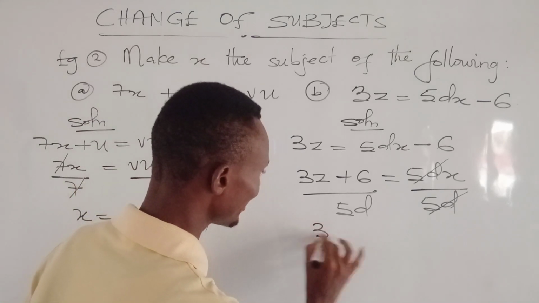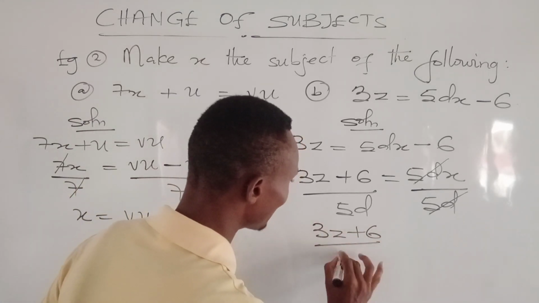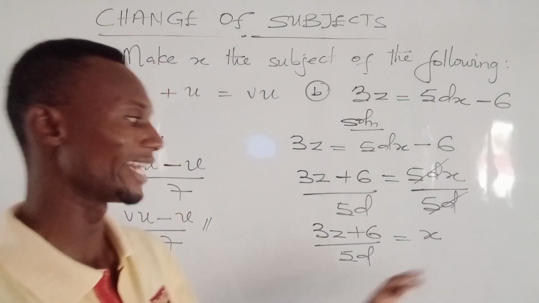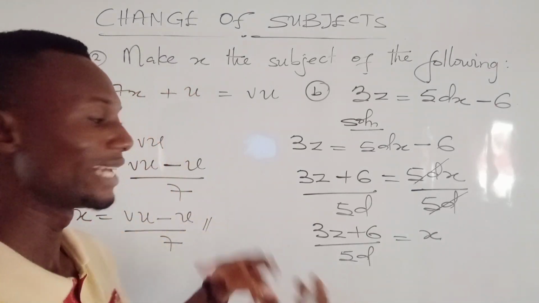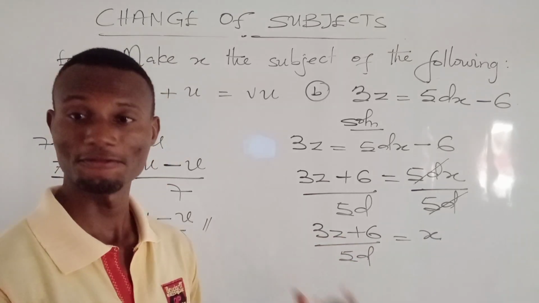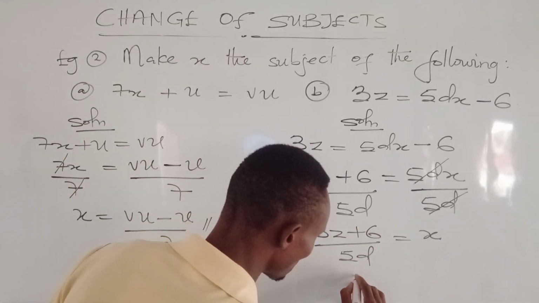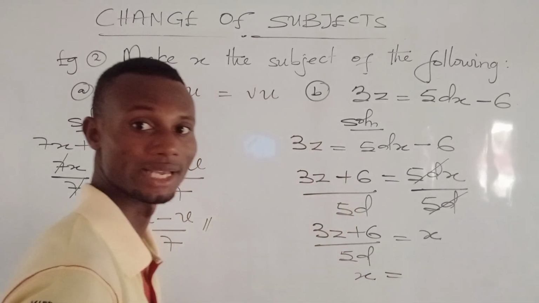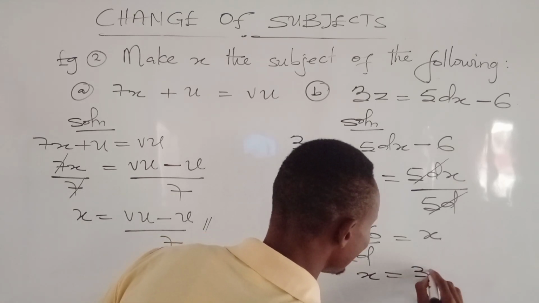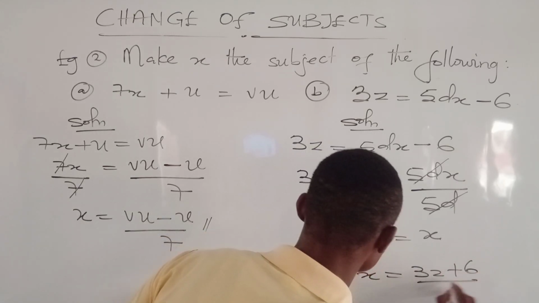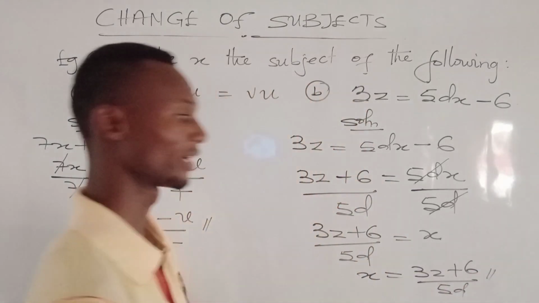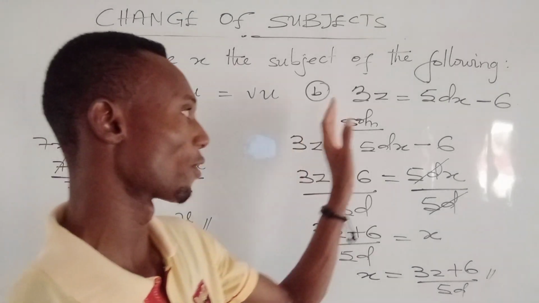So I have my 3Z plus 6 all over 5D equals S. You can see that S is standing alone in this equation, so we've made S the subject. S equals 3Z plus 6 all over 5D. You can rewrite it like this: S equals 3Z plus 6 all over 5D. So that is the final answer for making S the subject from this equation.